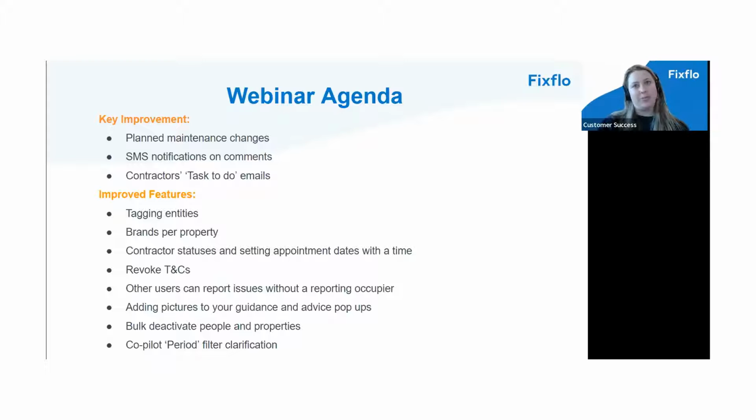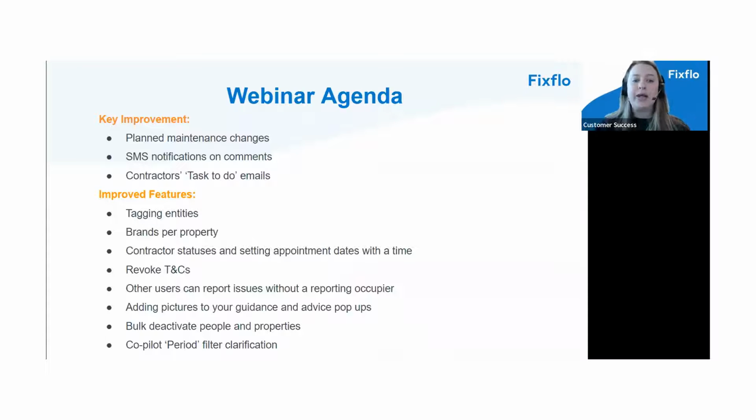And then we've also got some improved features. So this includes being able to tag entities, being able to select brands on properties, contractor statuses, and also being able for contractors to set appointments with a date, with a time. The fact that you can now revoke your T's and C's as well as accept them. Other users, so we're talking landlords and contractors, are now able to report issues without a reporting occupier. This is something they couldn't do before.